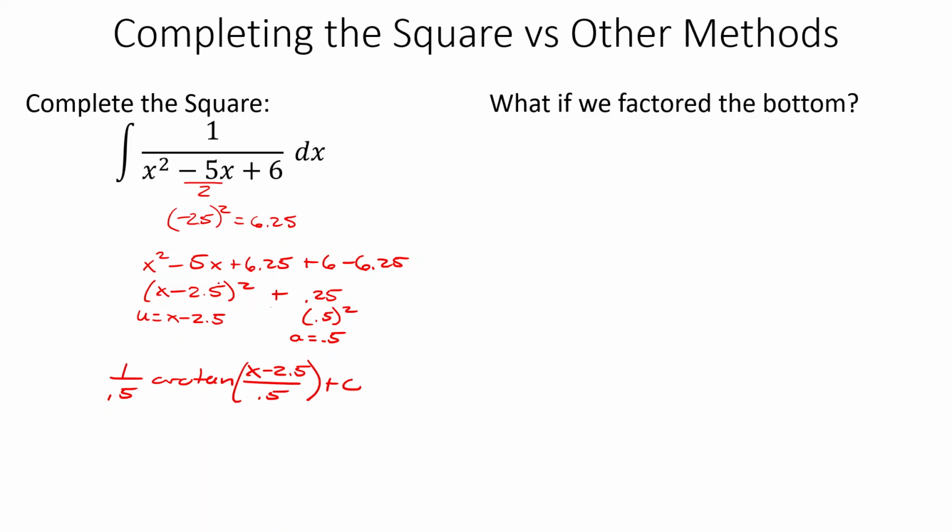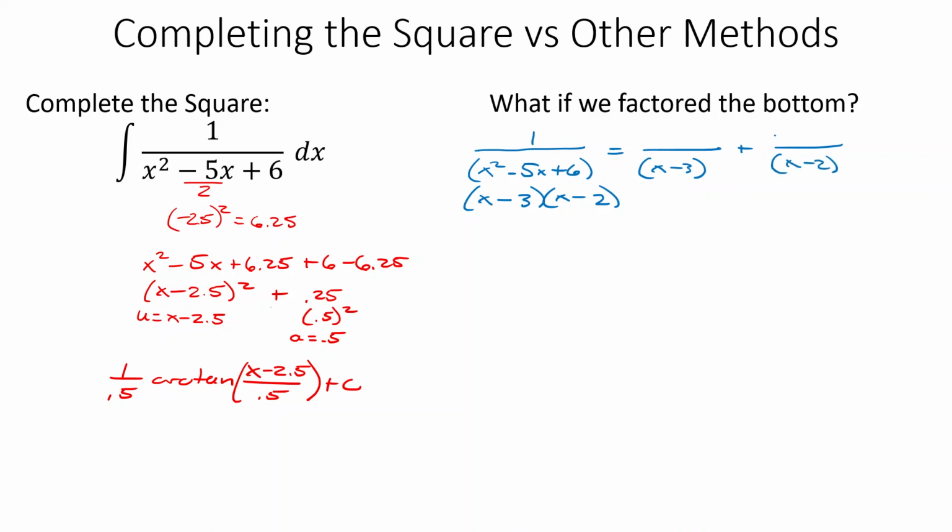So not really something that's super easy to do when we're working with the fractions and the decimals and stuff like that. But what if there was another way we could do this? What if we could do this just by factoring the bottom? So x squared minus 5x plus 6 is x minus and x minus. Factors of 6 that add to make 5 are 3 and 2. So what if we could break this up into something over x minus 3 and something over x minus 2?